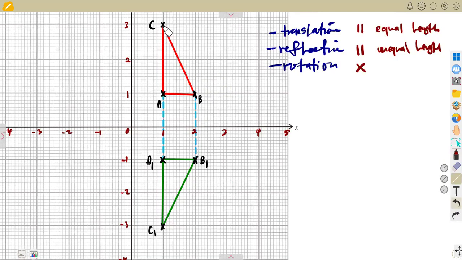From the point C, look where C is, to point C1. It's like this. C to C1. What are we forming? These lines are parallel.